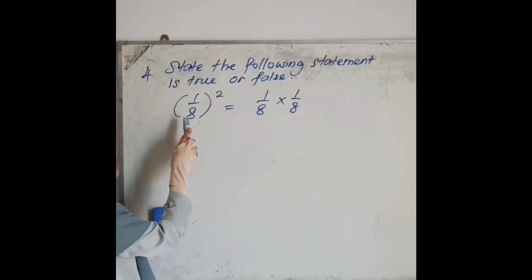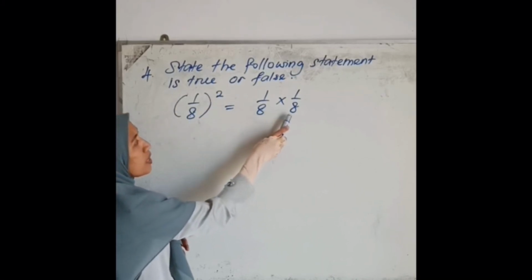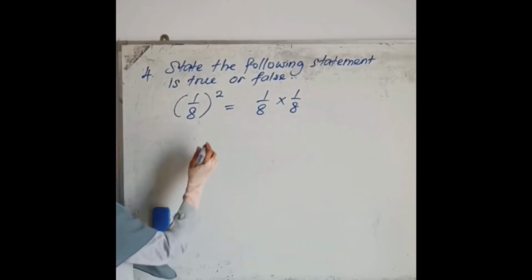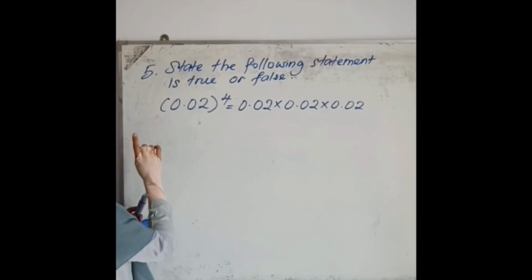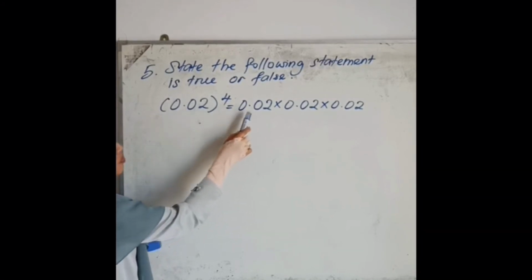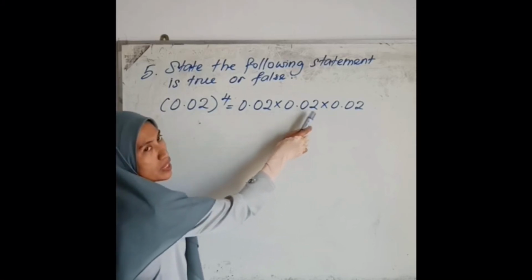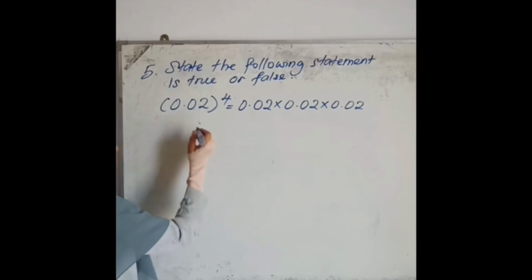Okay, number 4, state whether the following statement is true or false. 1 per 8 squared equals 1 per 8 times 1 per 8. So the statement is true. Number 5, 0.02 to the power of 4 equals 0.2 times 0.2 times 0.2. So the statement is false.